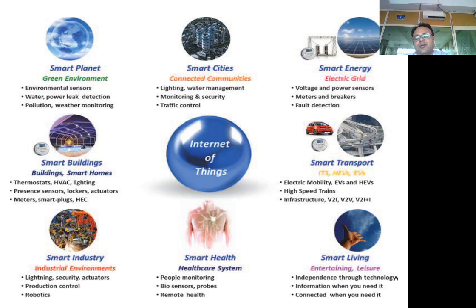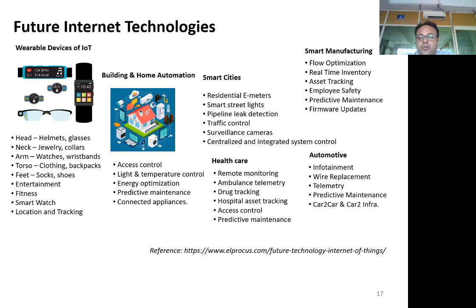Likewise, you can also take an example of smart cities. Traffic management is one of the areas. Water management, lighting, monitoring and security are other areas of smart cities, right? Apart from this, you have smart energy, for example fault detection. That is one of the biggest solutions which can help in preventing some big disasters, right? So there are many other applications like smart living, smart industry, then smart health, right? So many applications are there, and many things are going to come in the future.